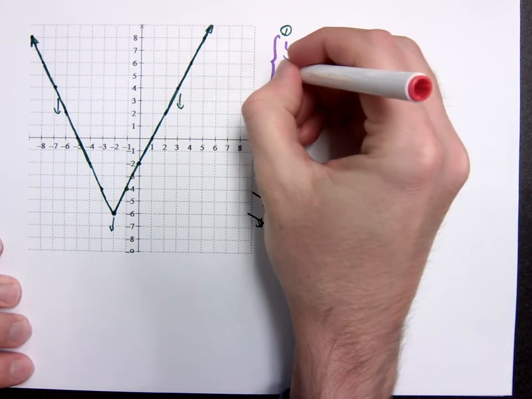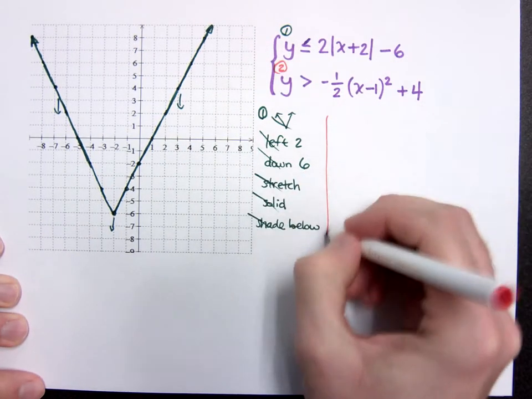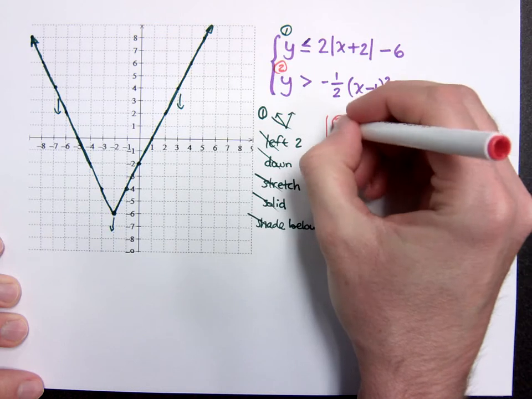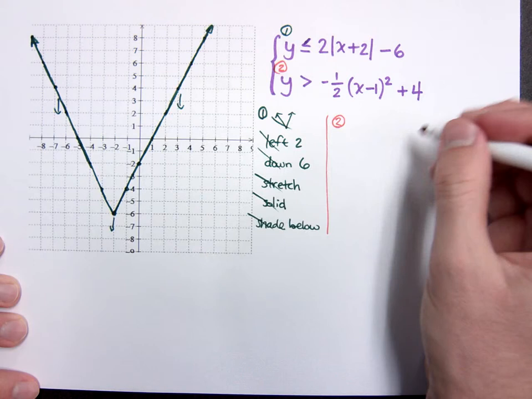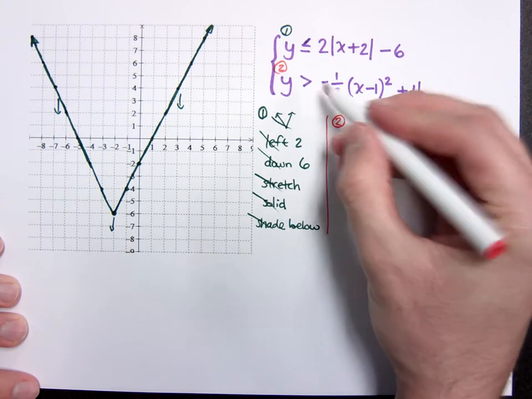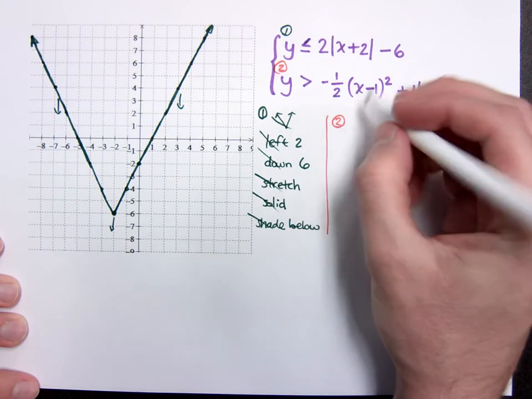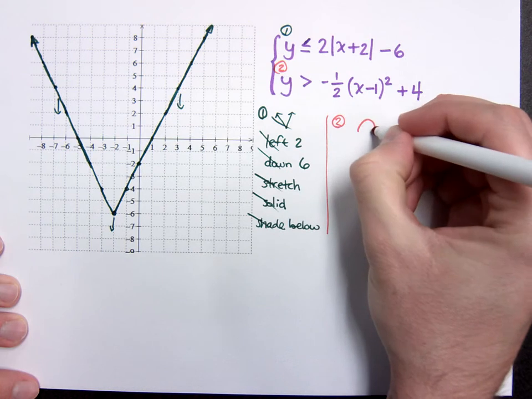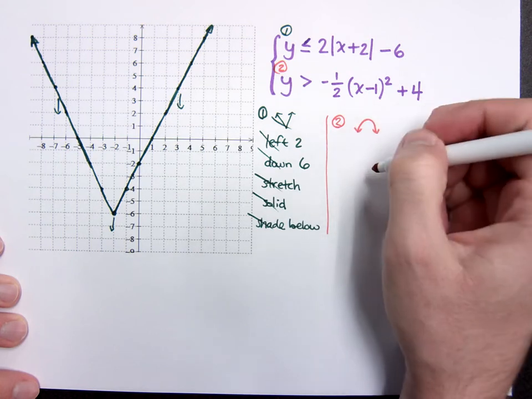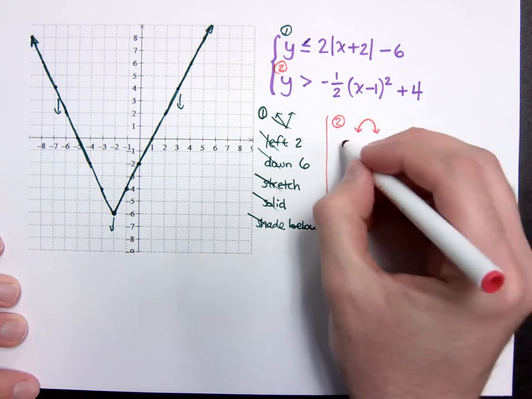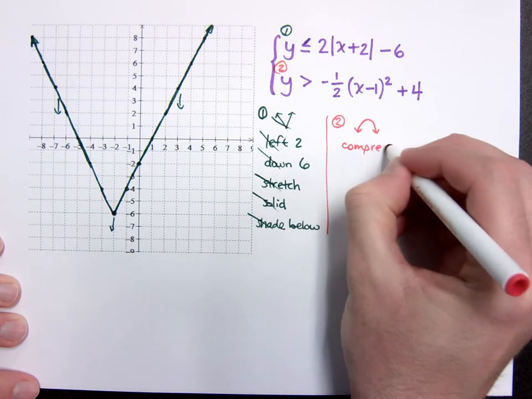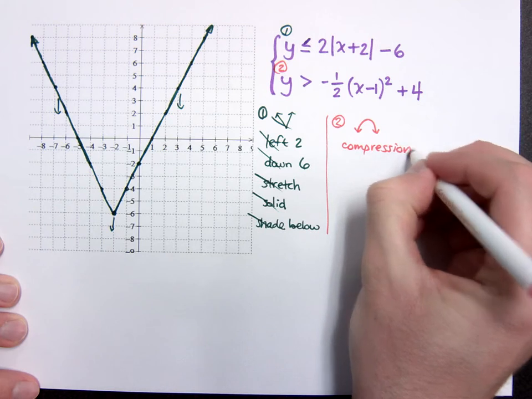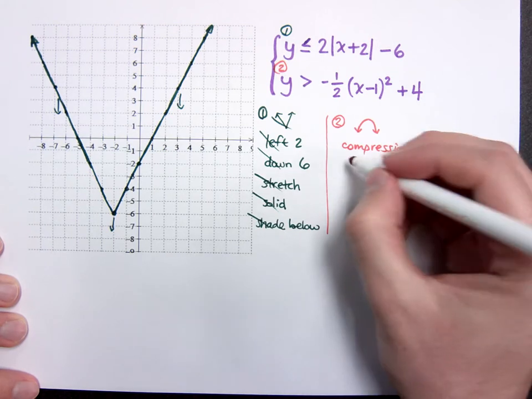Alright. Now, what about your other guy? So for the second one, what can you tell me about this? It's a parabola, but notice you've got a negative out here, so what does that mean? Upside down. It's an upside down parabola. What else do you know? It's going to be compressed. It does have a slight compression because of the 1/2.